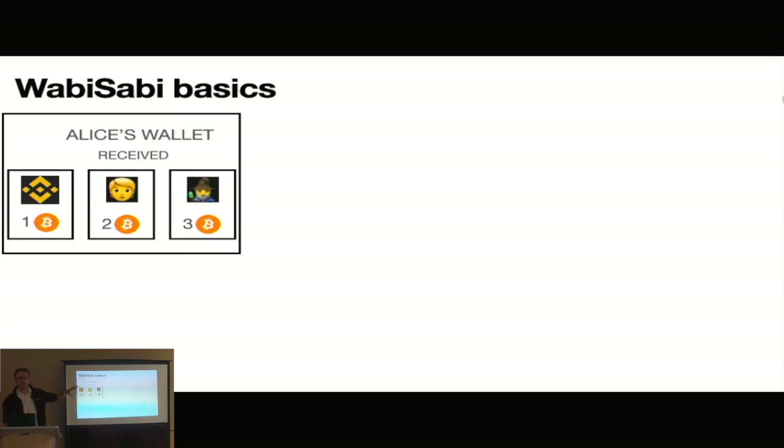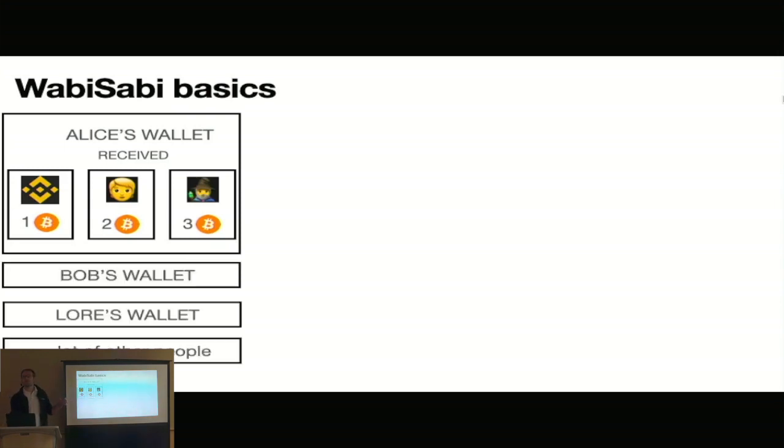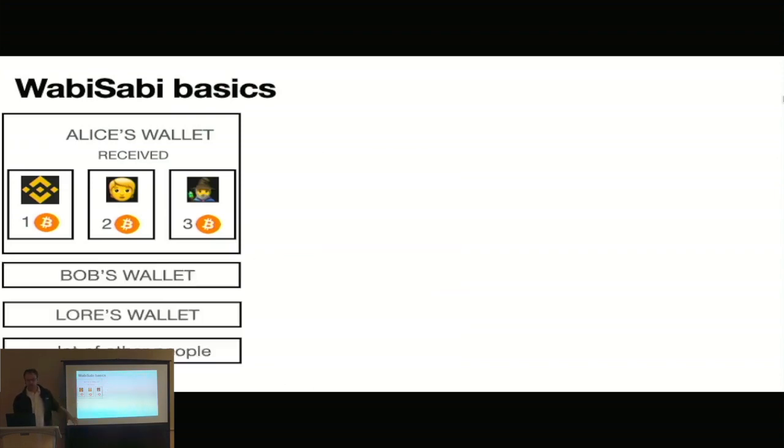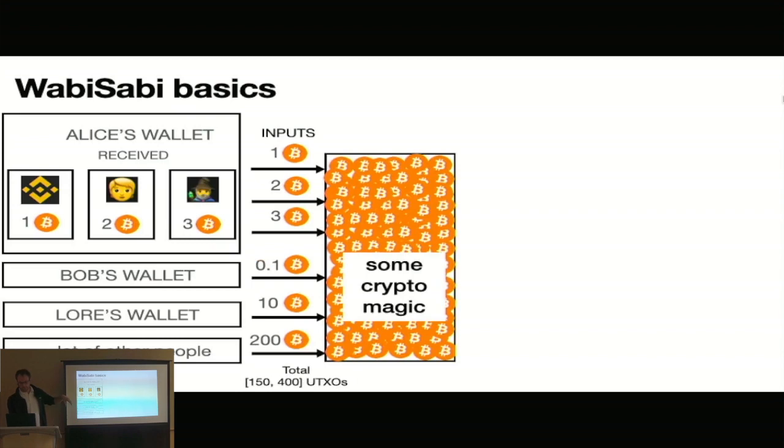I will quickly go through how it looks. So Alice has a wallet with 3 coins. She wants to spend these coins in a private manner. And to do that, she has to synchronize with other participants.